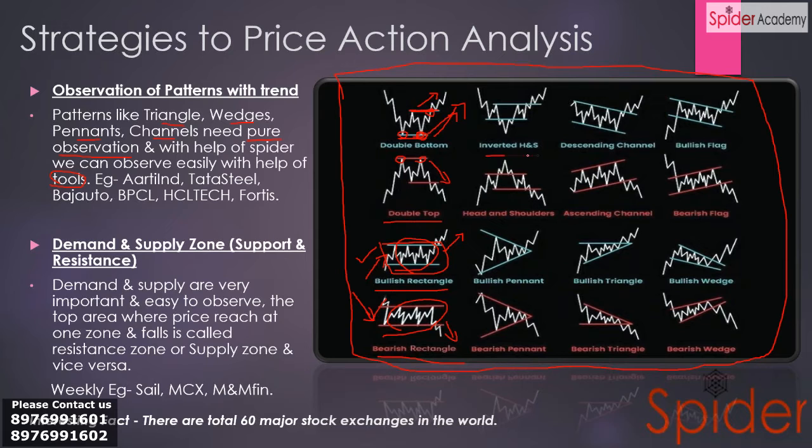Next, we have inverted head and shoulders and head and shoulders. What this ideally means, we'll apply a simple logic. We have our head and we have our two shoulders. Okay, the same thing we can observe in price action analysis. This is called the head and these are called the shoulders. Ideally, this is the inverted head and shoulders. The head and shoulders is this. This is the shoulder, and this is the head.